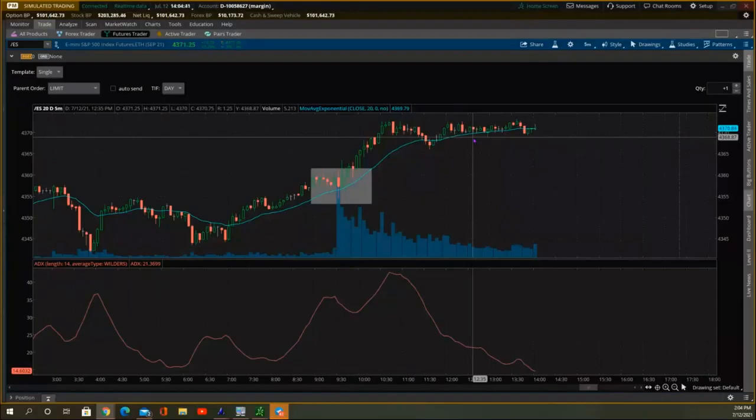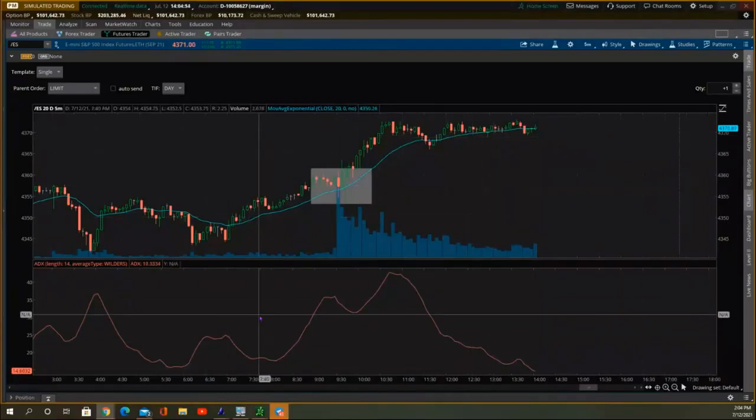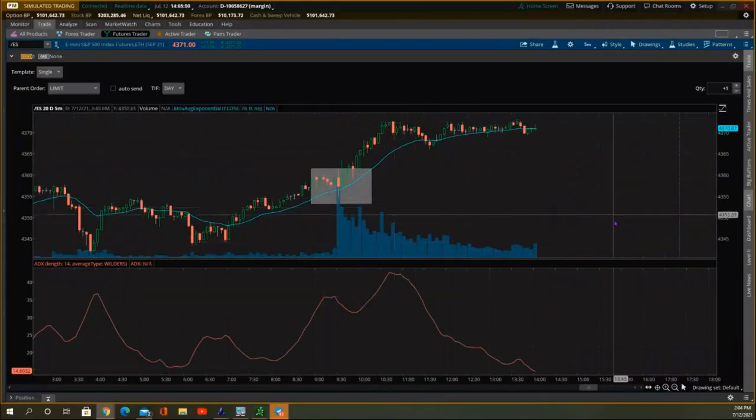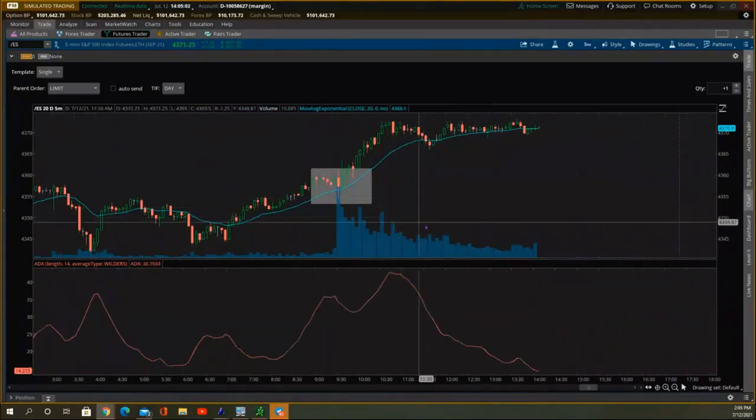The only two indicators you need are a 20 EMA, which you can see as the blue line on the top, and just a regular old 14 look back ADX here. So that's all you need, two indicators. And what you want to do is buy the pullback.